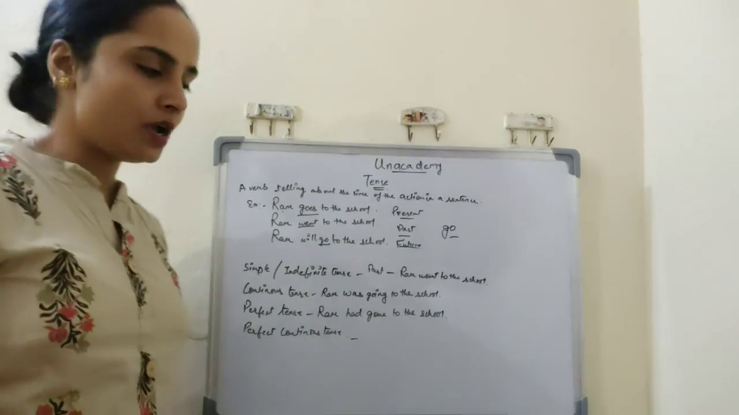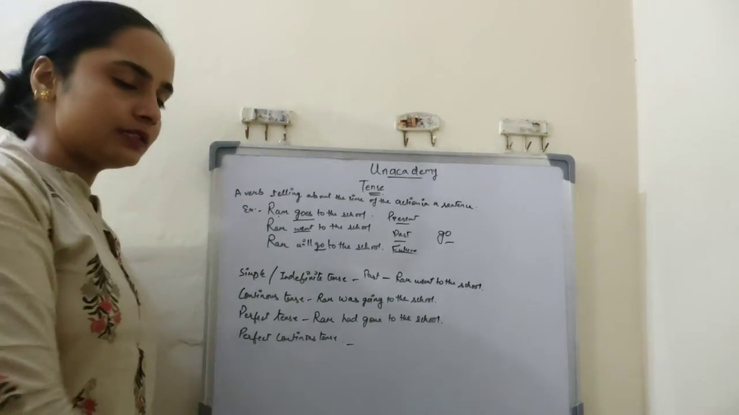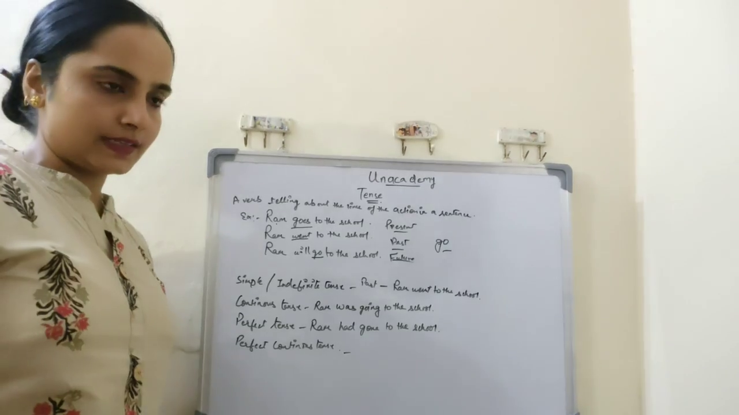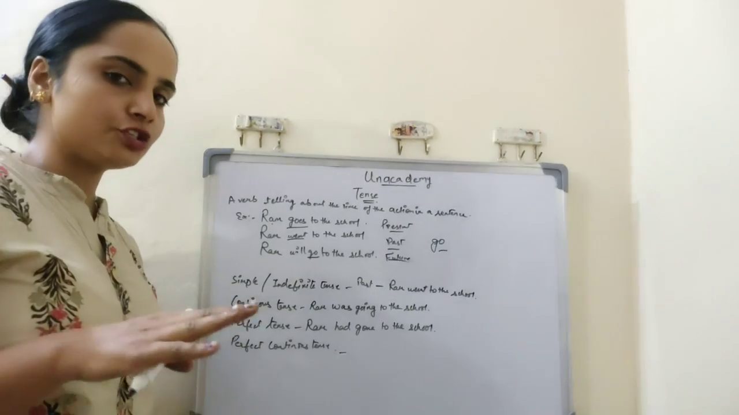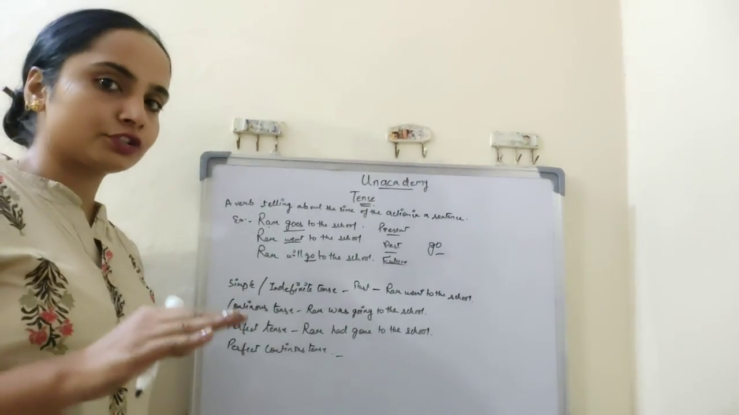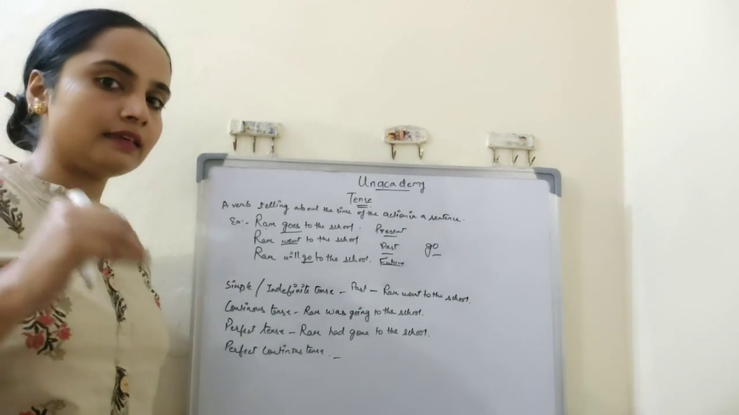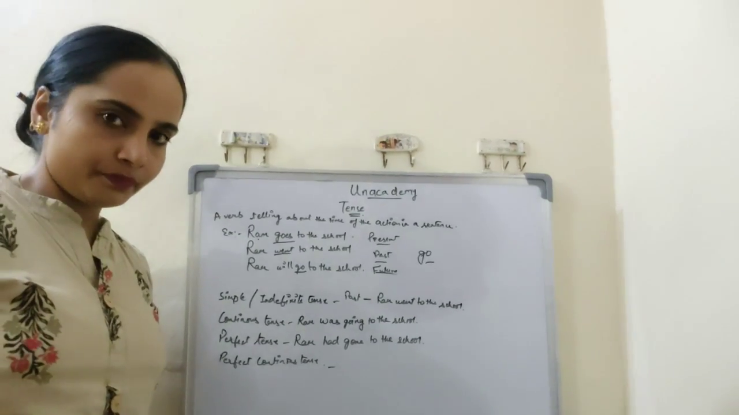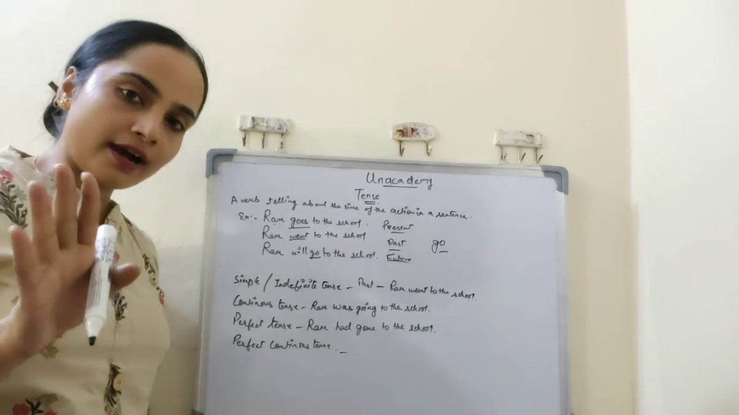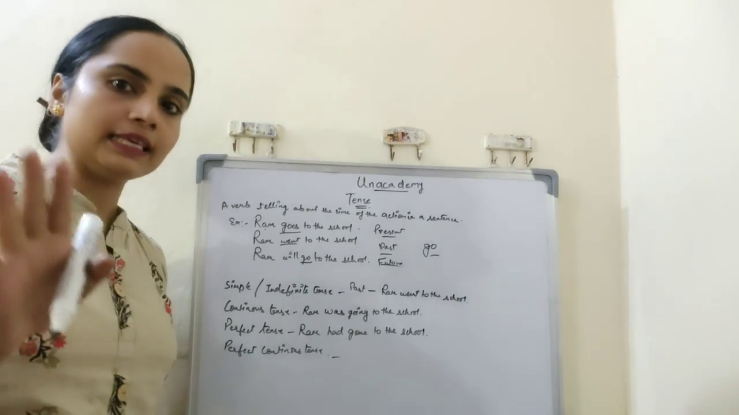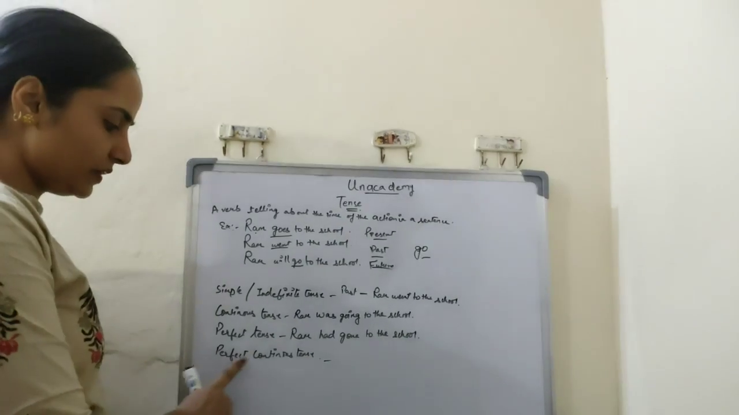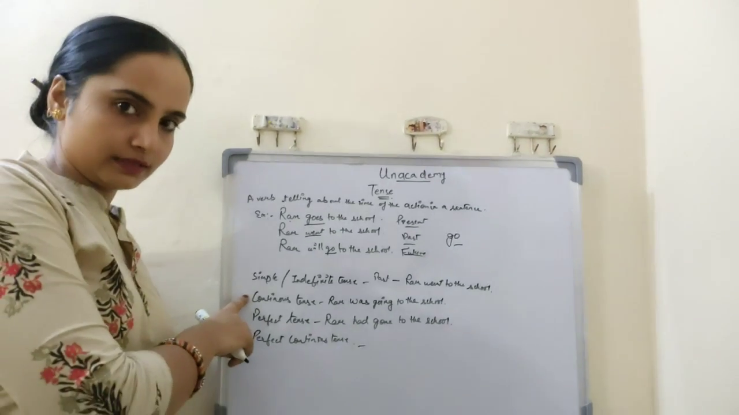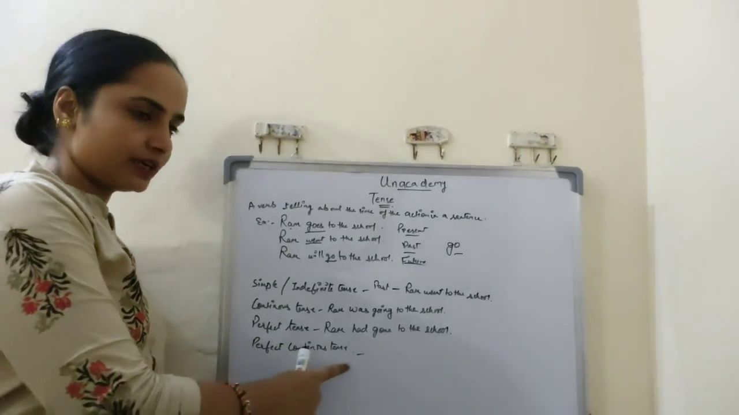Alright, now the third is the perfect continuous tense. If I talk about the past perfect continuous tense, then what happens is that we are very sure that the action was in the past. It was in the continuation form, but we are 100% sure that it was in the continuation form. So, perfect continuous, a mix of both perfect and continuous tense.